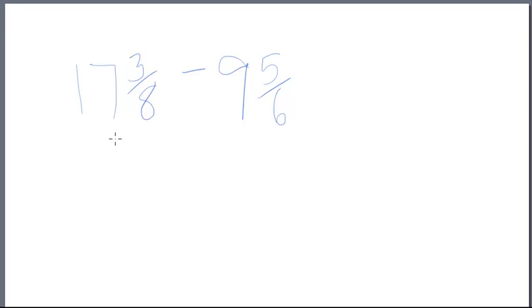Okay, what I like to do is rewrite these vertically, so I'm going to have 17 and 3/8 minus 9 and 5/6.